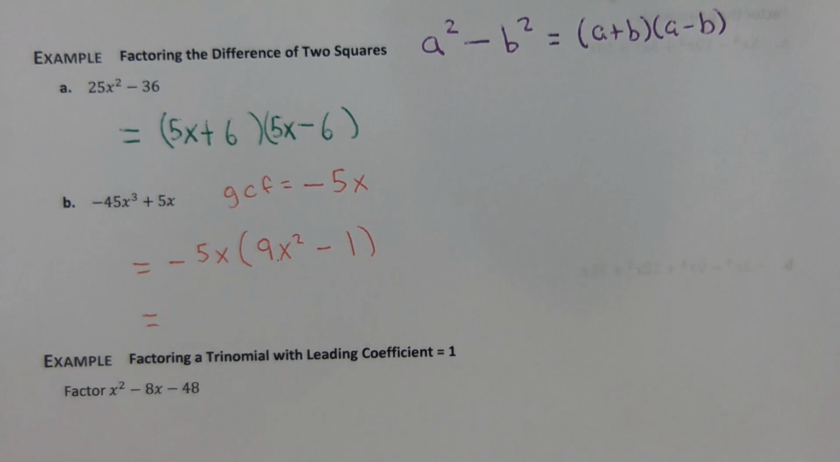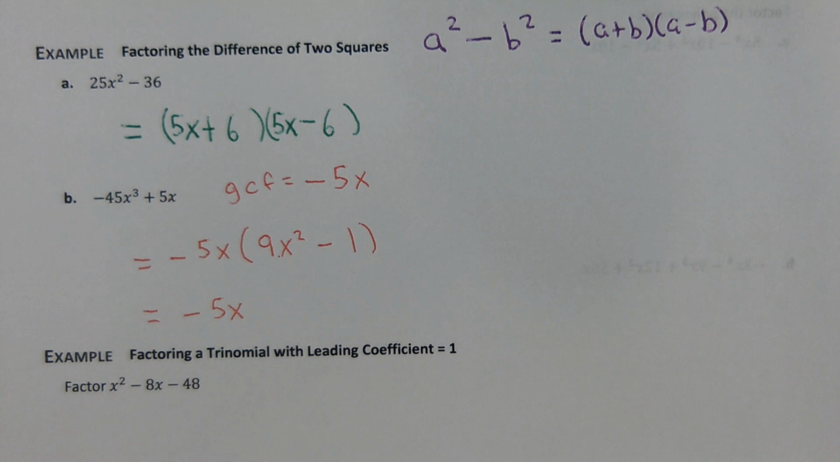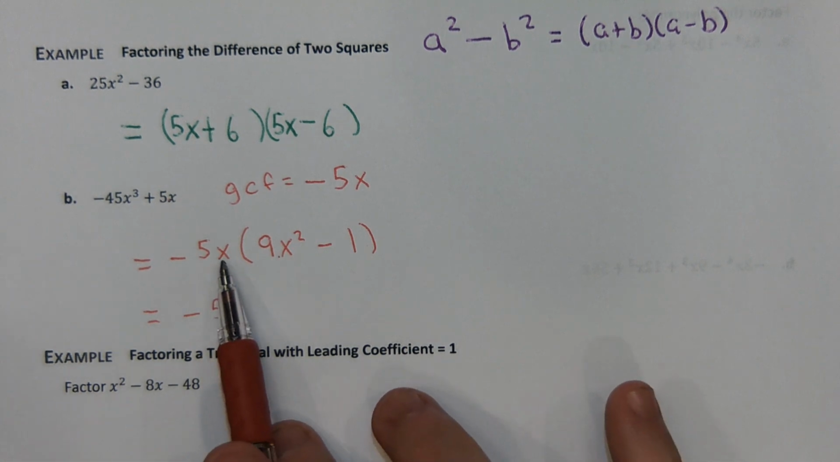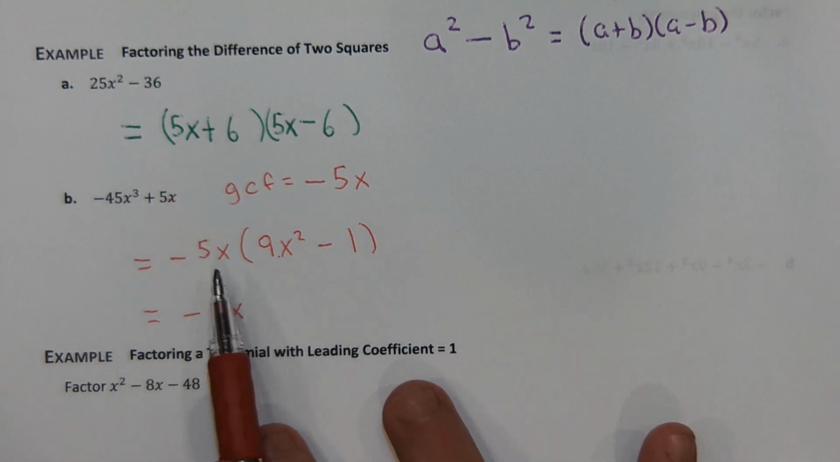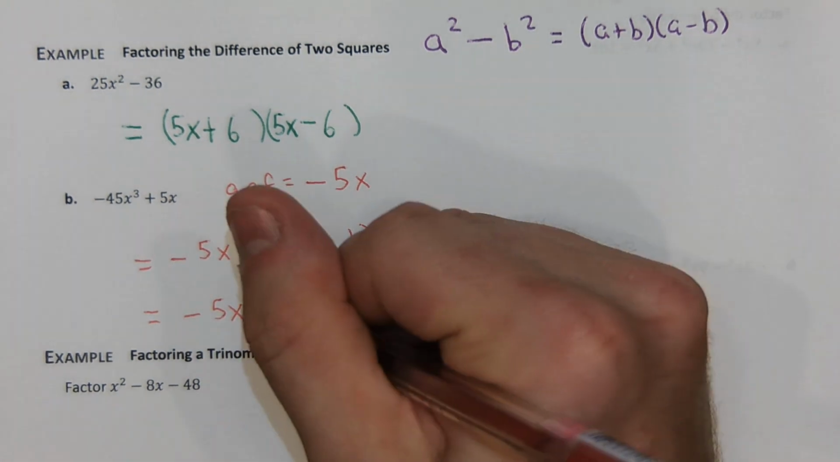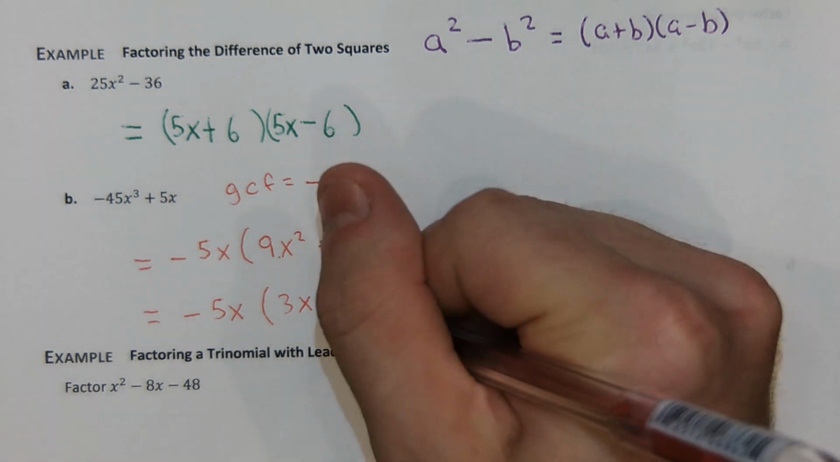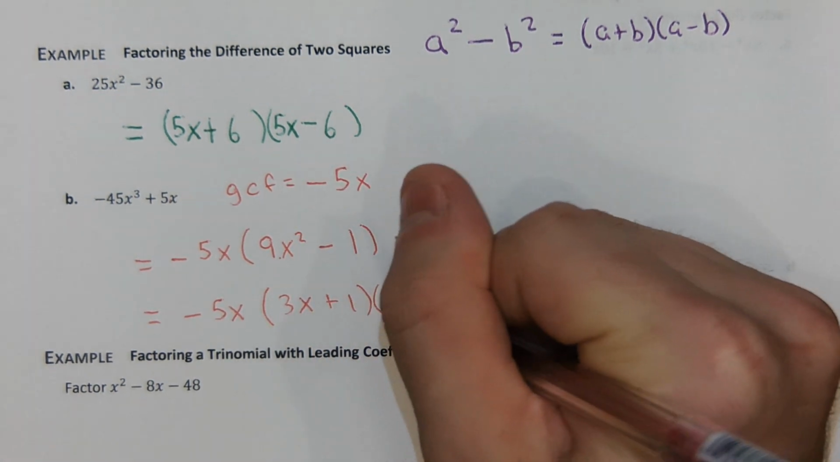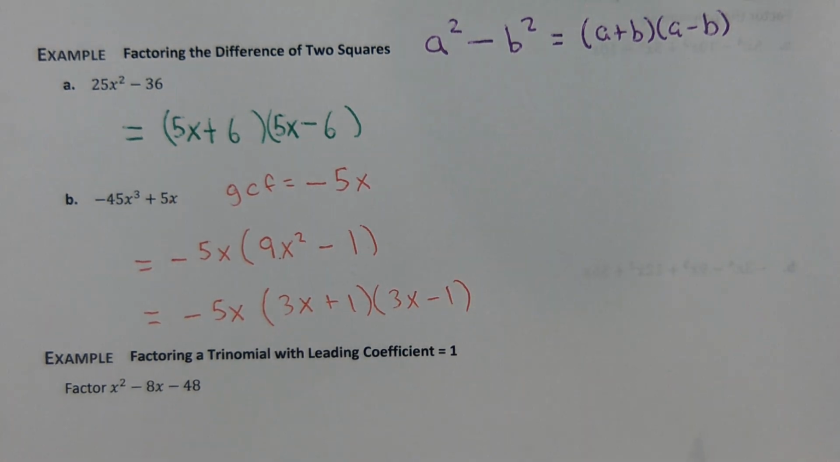So do not lose your GCF. That's mistake number 1 that I see often. And realize that factoring out a GCF is a form of division. 5x divided by -5x is not 0. It's -1. Square root of 9x squared is 3x. Square root of 1 is 1. And that's all she wrote for that one. Okay. That's all there is to it.